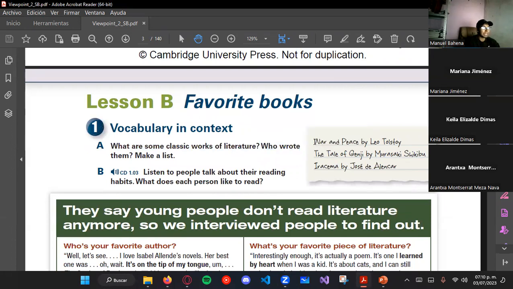Okay, and here we have a few examples. War and Peace by Leo Tolstoy, The Tale of Genji by Murasaki Shikibu, and Iracema by José de Alencar. Do you know any other classics of literature? Can some of you tell me one? One example of a classic of literature?